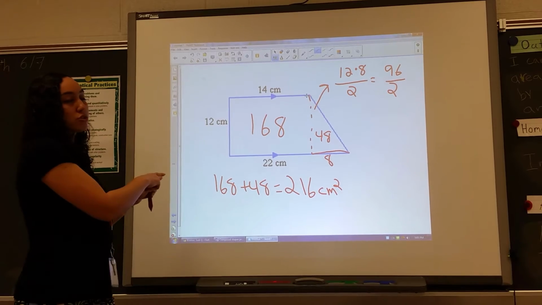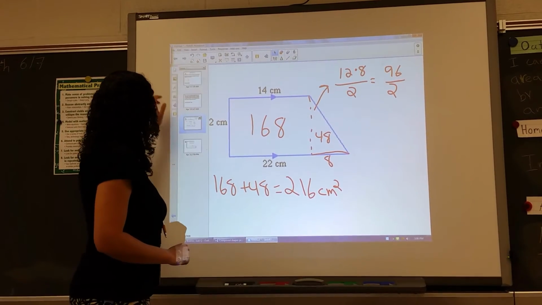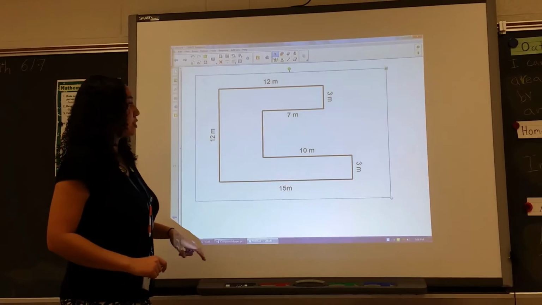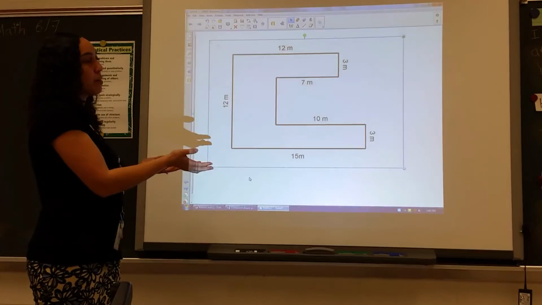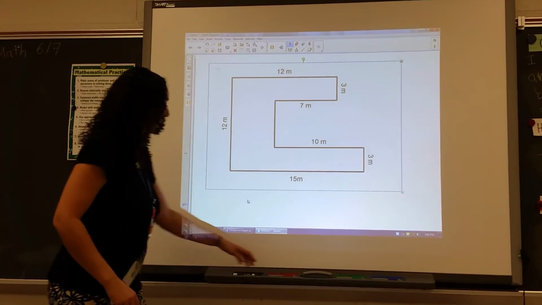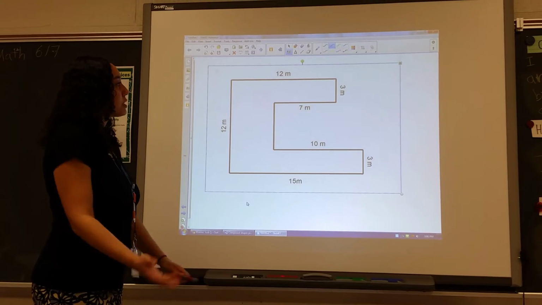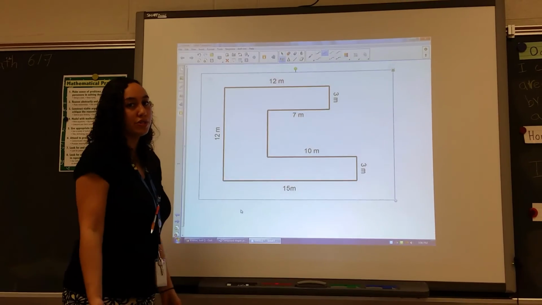So this is the first one, the trapezoid. The next one is a composed shape made up of many rectangles. I don't know why that's not going away. So this one, once again, you can break up in different ways. You just break it up the way you see it, okay?